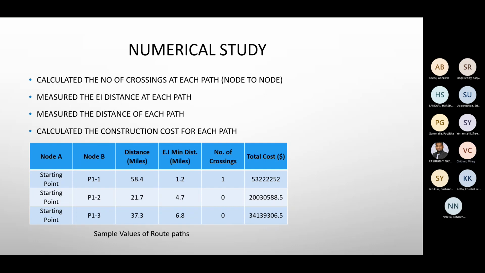And these values are tabulated in an Excel sheet. As you can see here, some of the sample values I have presented on this slide. The total cost is dependent upon two things: diameter and length, which were given from these numerical studies. I think my friend is going to take over.